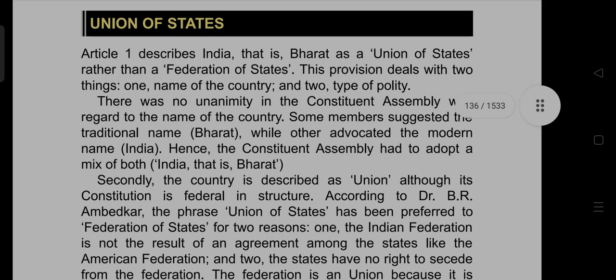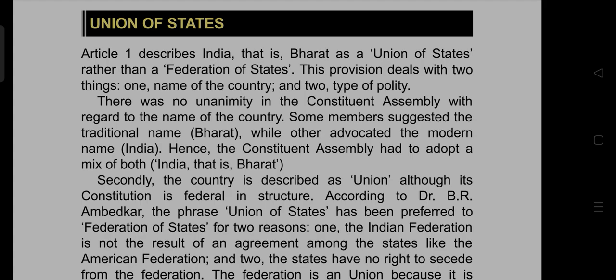Union of States. Article 1 describes India, that is Bharat, as a Union of States rather than a federation of states. This provision deals with two things: one, the name of the country, and two, the type of polity. There was no unanimity in the Constituent Assembly with regard to the name of the country. Some members suggested the traditional name Bharat, while others advocated a modern name, India. Hence, the Constituent Assembly had to adopt a mix of both, that is, India, that is Bharat.